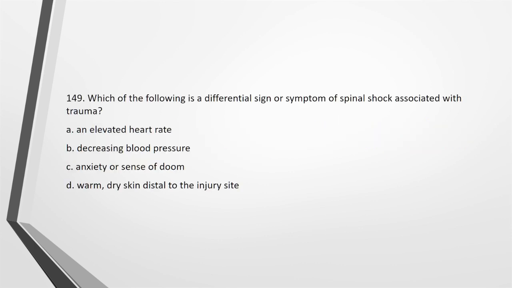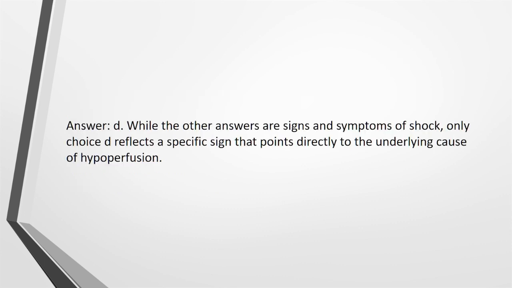149. Which of the following is a differential sign or symptom of spinal shock associated with trauma? A. An elevated heart rate. B. Decreasing blood pressure. C. Anxiety or sense of doom. D. Warm, dry skin distal to the injury site. Answer. D. While the other answers are signs and symptoms of shock, only choice D reflects a specific sign that points directly to the underlying cause of hypoperfusion.